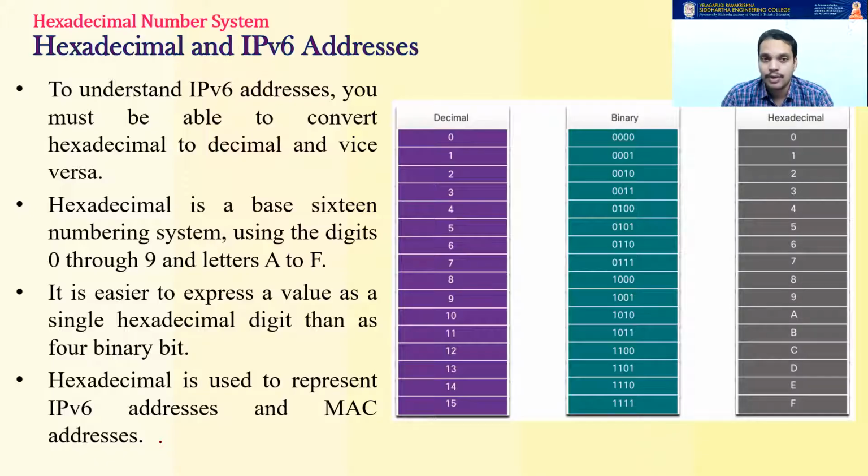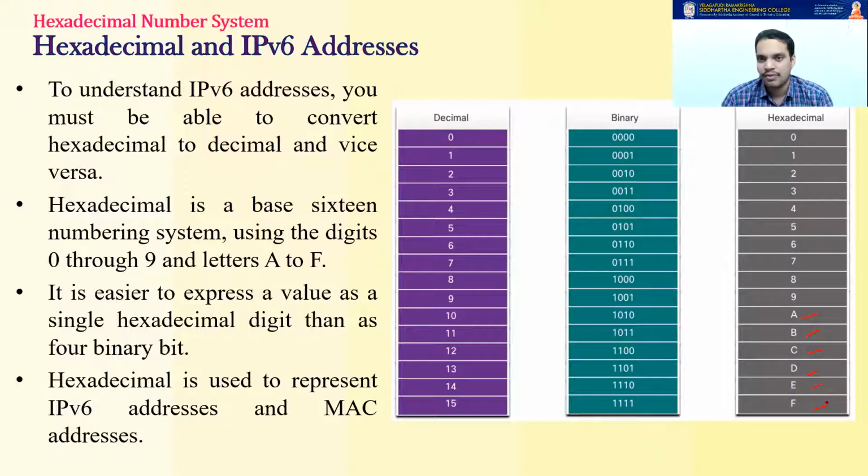Whereas in hexadecimal, you use a combination. You use digits from 0 to 9 and letters from A to F. Hexadecimal is also called a base 16 numbering system. So you use the digits 0, 1, 2, 3, 4, 5, 6, 7, 8, 9, and then we proceed on to A, B, C, D, E, and F. All IPv6 addresses and every MAC address, media access control address, are written in hexadecimal only.